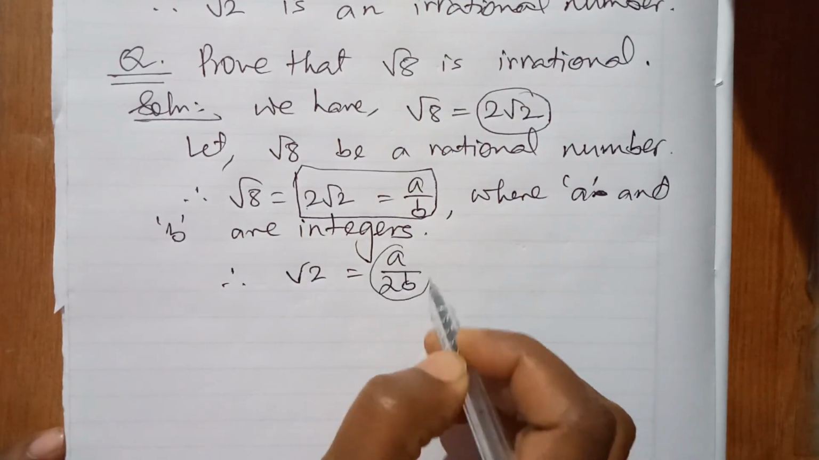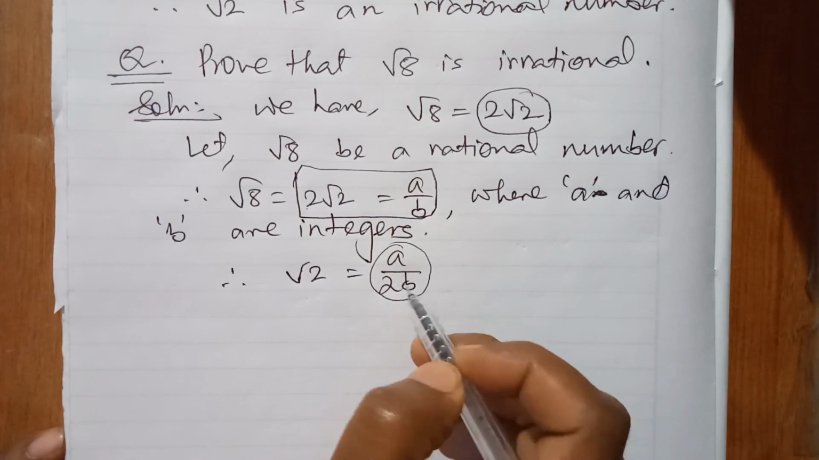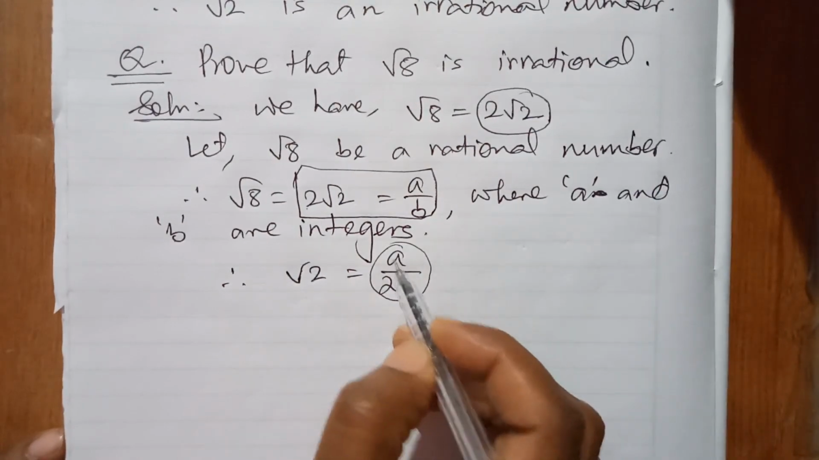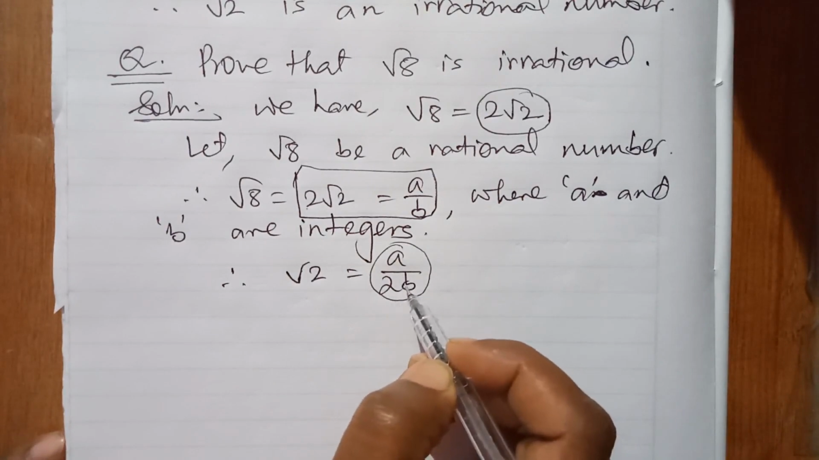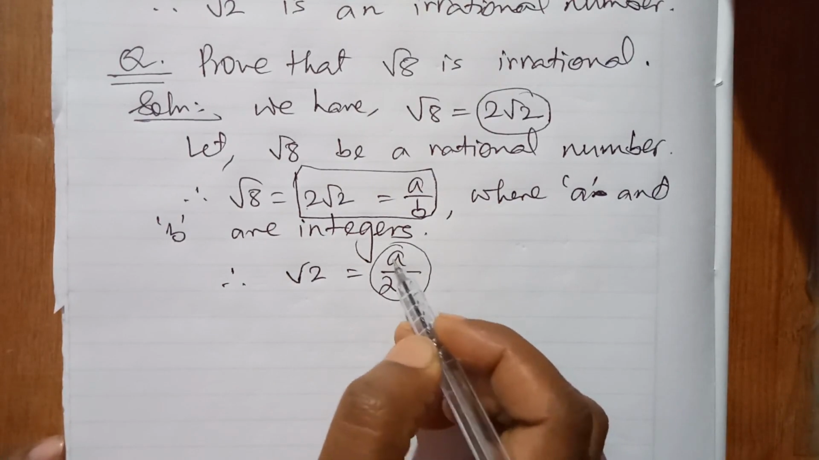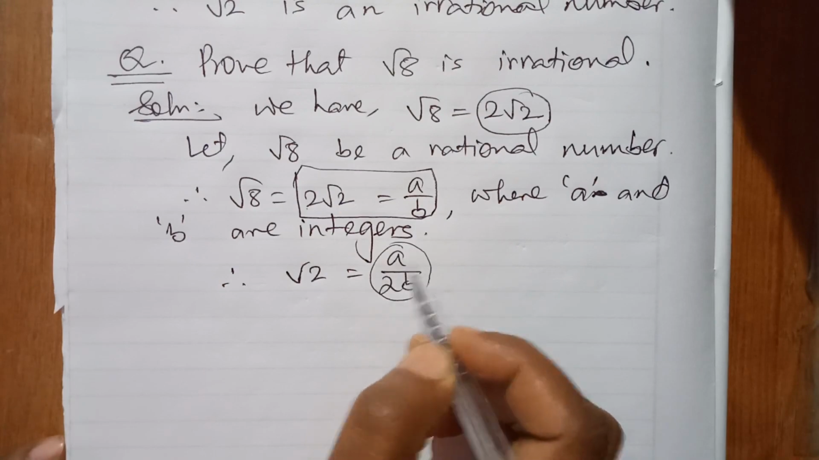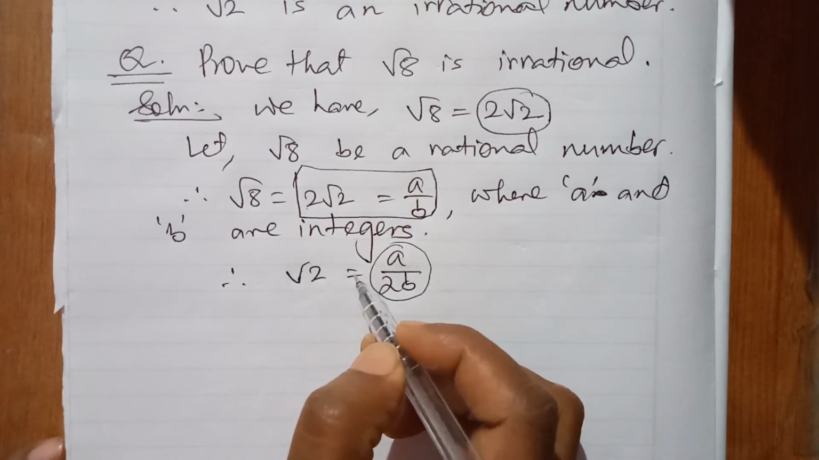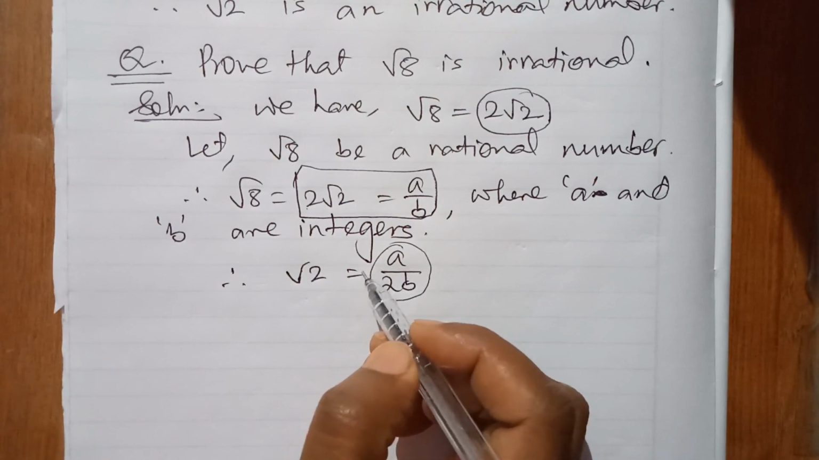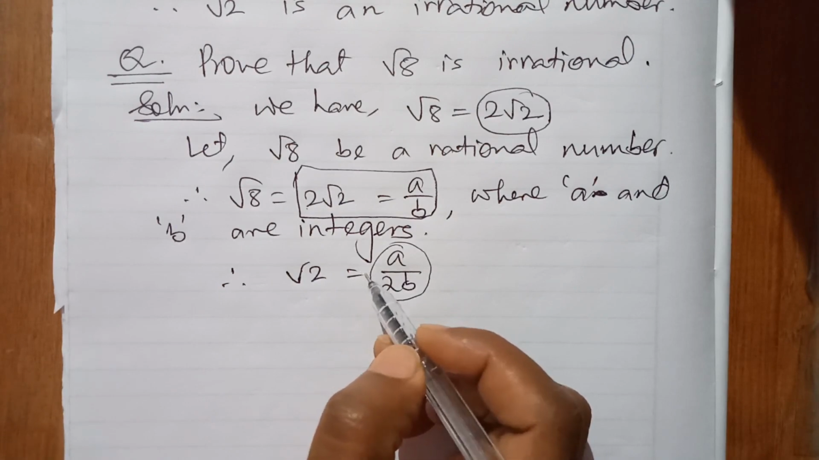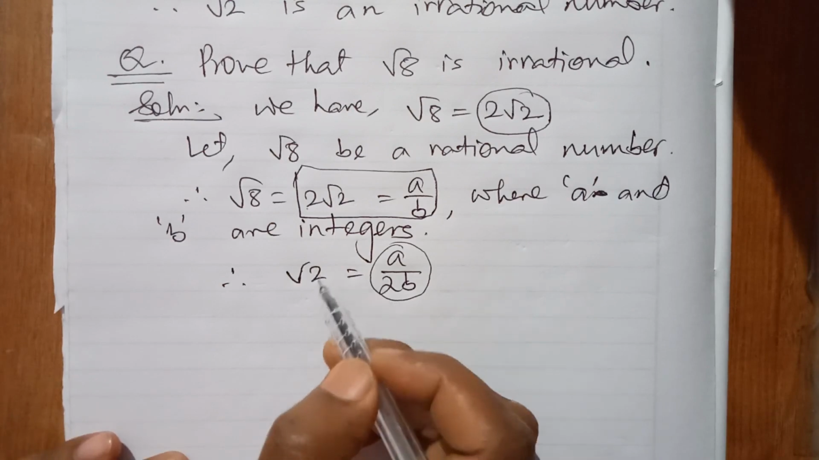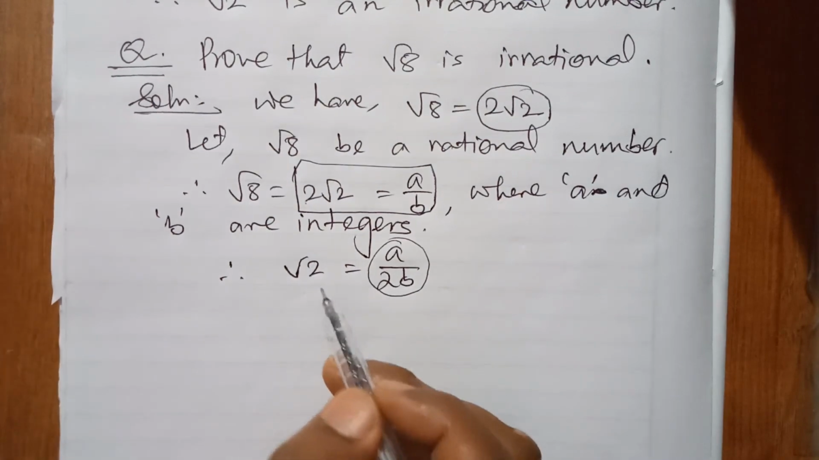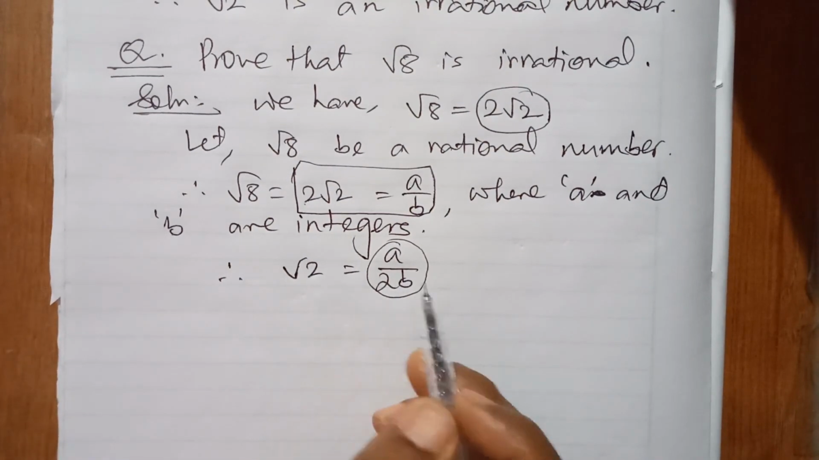Now consider the right-hand side: a and b are both integers. Since 2 is multiplied with b, twice b is also an integer. So this is an integer, and this will also be an integer because there is an equal sign. But this contradicts that we have already proved root 2 is an irrational number. So we will get one wrong result here.